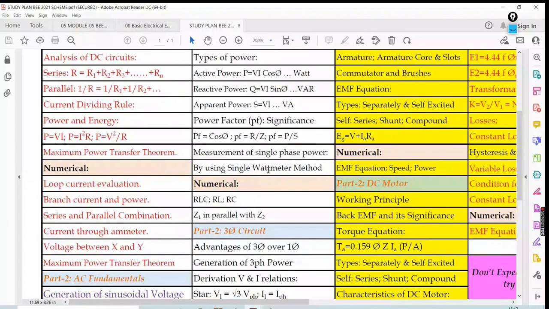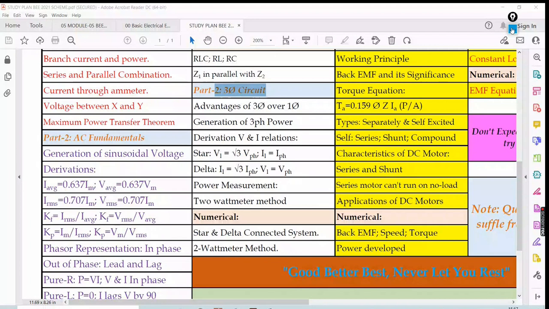Here, with respect to the three-phase circuit, you concentrate on the advantages of three-phase power supply over single phase. Then, how are we going to generate the three-phase power? In the morning class, I have discussed. All the three phases are to be placed at an angle of 120 degrees. Whenever the conductor is cut by the magnetic flux, it causes an induced EMF. It means the relative motion between the magnetic flux and the conductor causes the induced EMF.